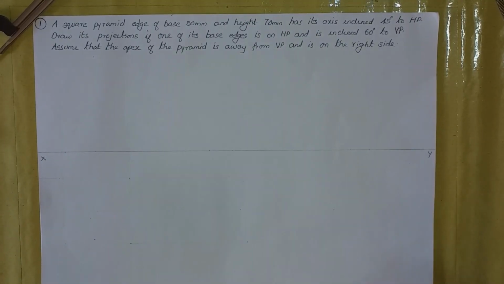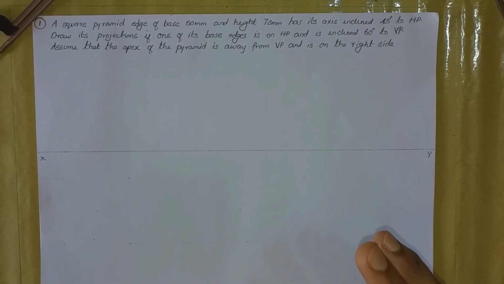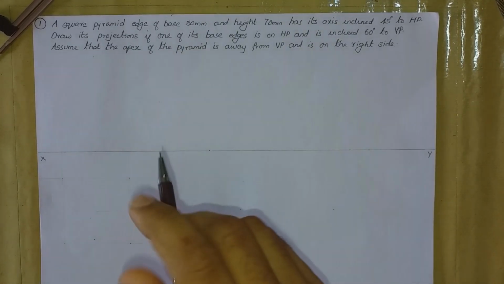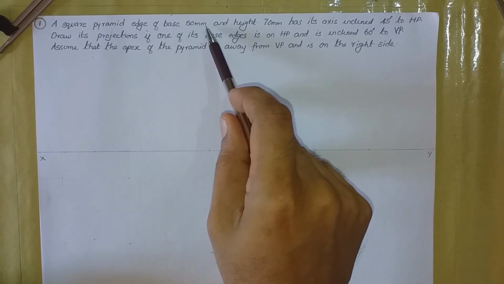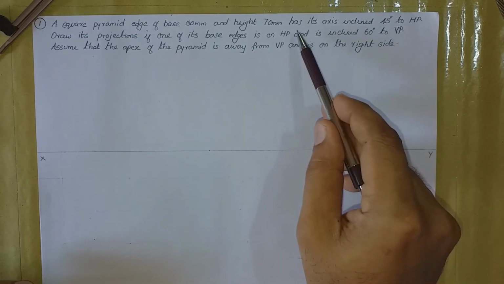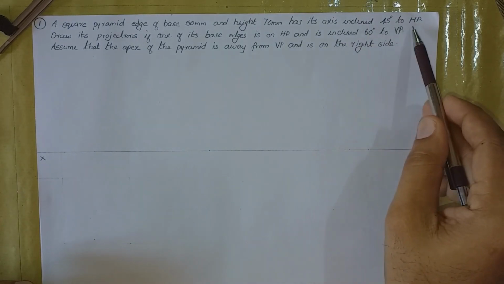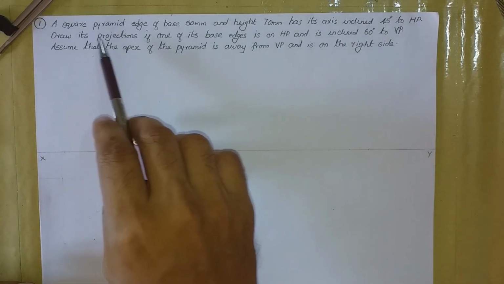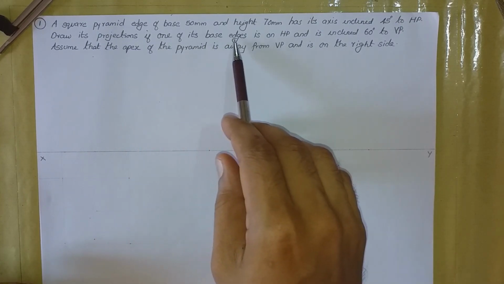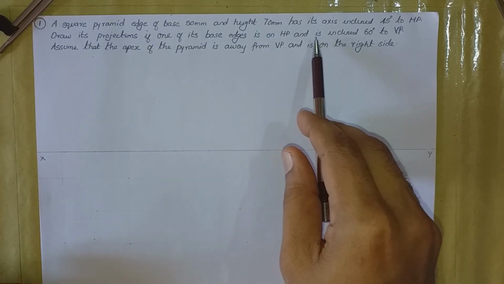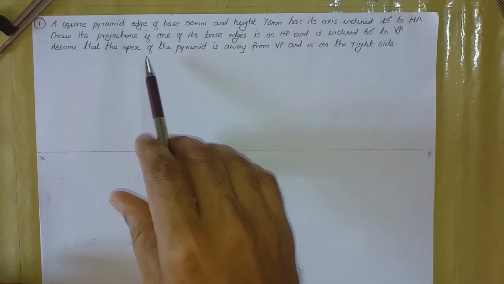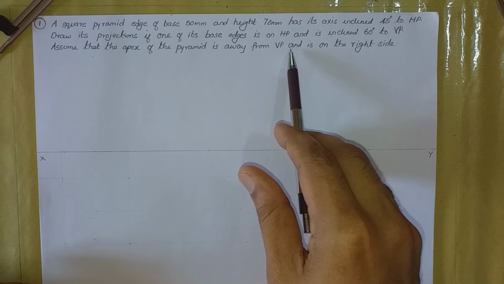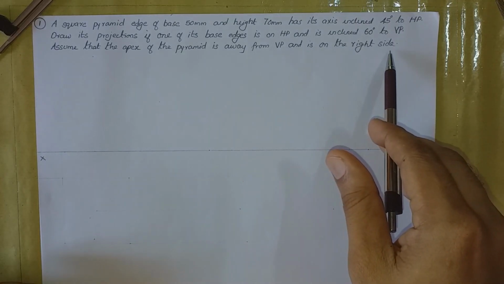So we shall do our first problem in which the solid is having two inclinations. So here we are having a square pyramid. A square pyramid, edge of base 50 mm and height 70 mm, has its axis inclined 45 degree to HP. Draw its projections if one of its base edges is on HP and is inclined 60 degree to VP. Assume that the apex of the pyramid is away from VP and is on right side.